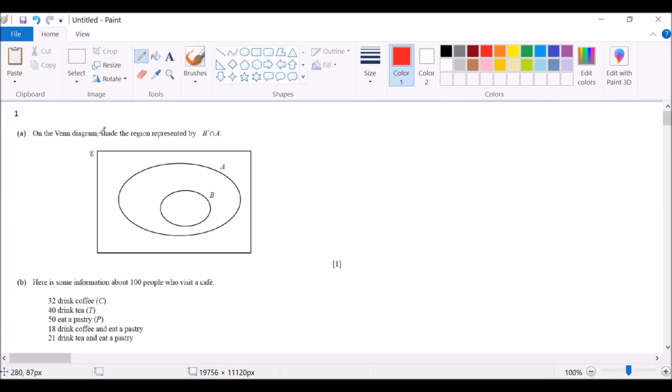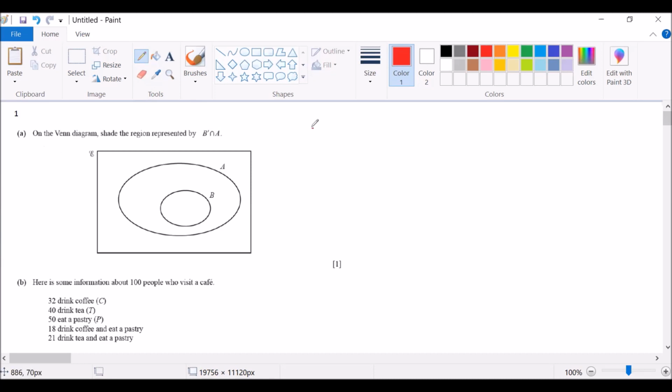Today we are going to look at solutions to the final set exercise from past exam papers that we gave you. Let's look at number 1A. On the Venn diagram, shade the region represented by B bar intersection A.